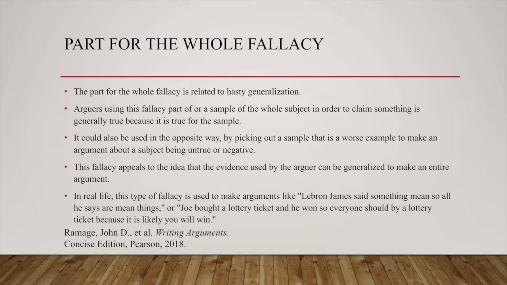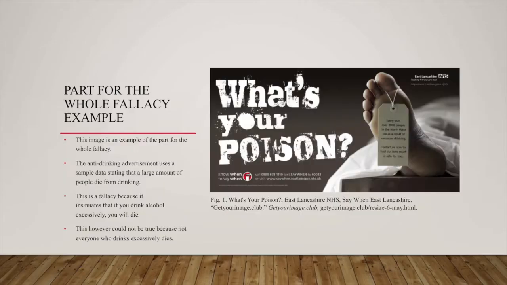Some real life examples. This ad is taken from the UK. It is an anti-drinking ad, and if you look closely on the tag on the foot, it says every year over 1,000 people in the Northwest die as a result of excessive drinking. And it says, what's your poison? Which is insinuating that if you drink excessively, you'll die.